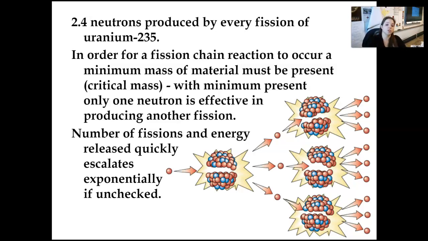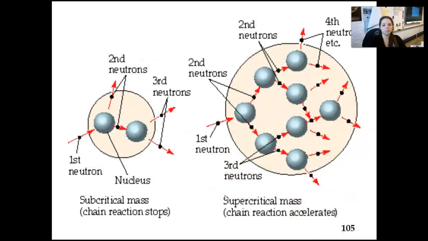The number of fissions and energy release quickly escalates exponentially if left unchecked. That's like the bunny rabbits going nuts, only with radioactive particles, which is not good. And you'll see critical mass chain reaction stops, and supercritical mass chain reaction accelerates. So you don't want supercritical, you want critical.